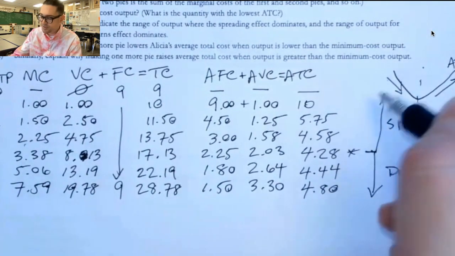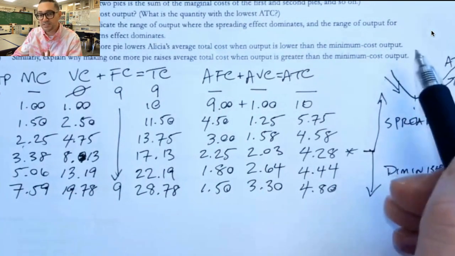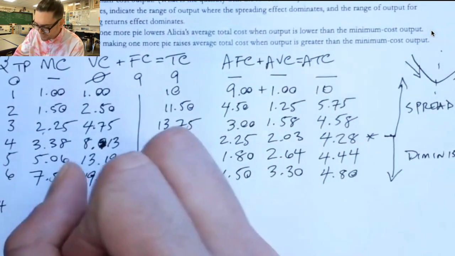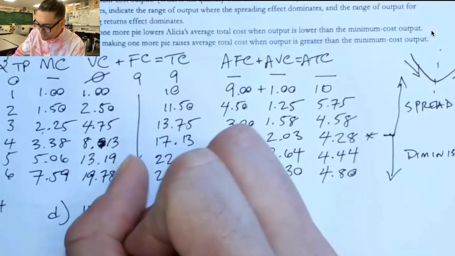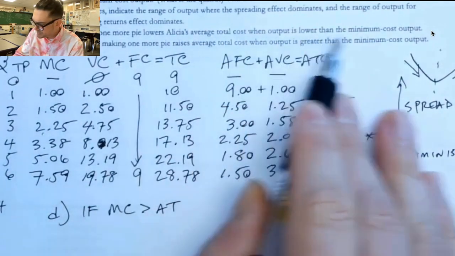Now, part D and E just say, explain why making one more pie lowers the average when the output is less than that minimum cost output, and why making one more pie raises the average when it's greater than the minimum cost output. And what that's basically saying for part D is if the marginal cost is lower than the average.